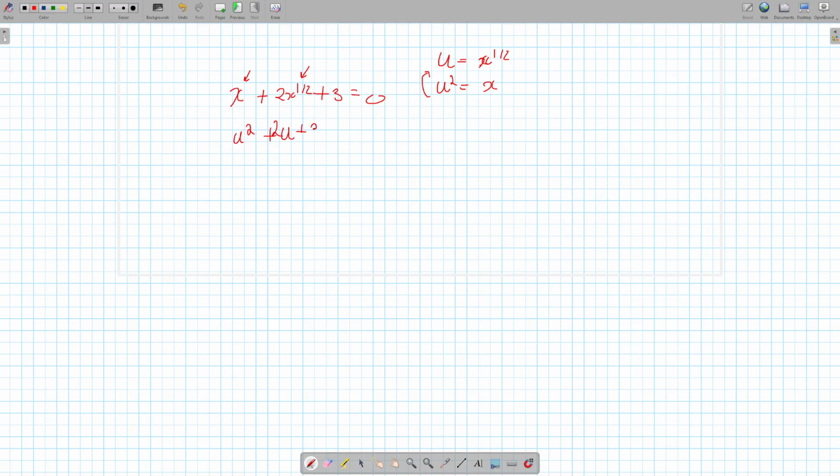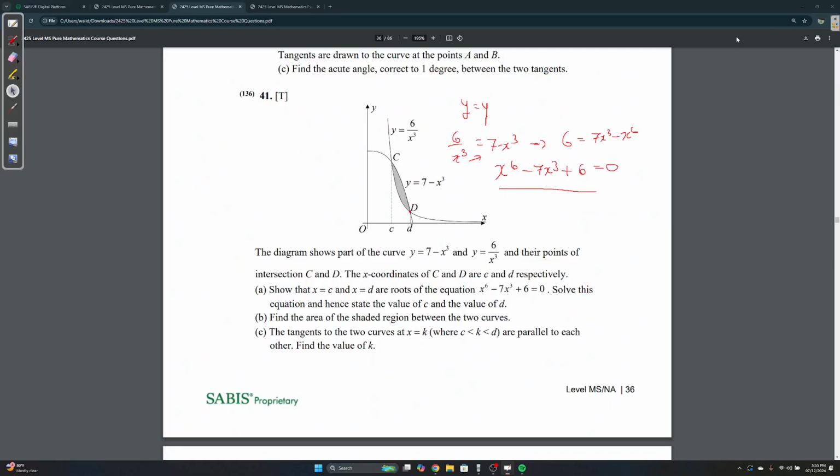2u plus 3 equals 0. So this is what I'm going to show you here. Here, you treat it as a quadratic. I saw it, but I tried solving it a different way. No, that way didn't work. I could only get one root.